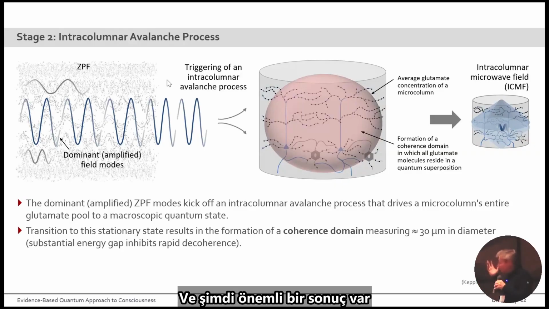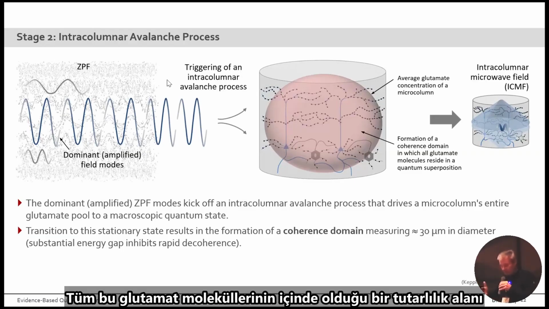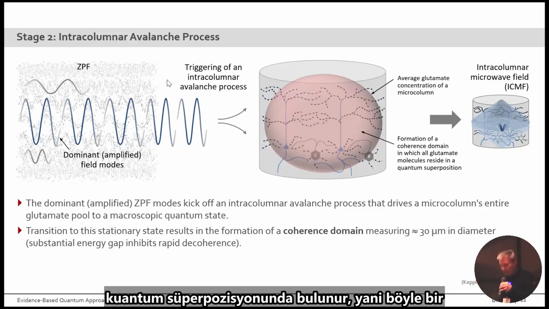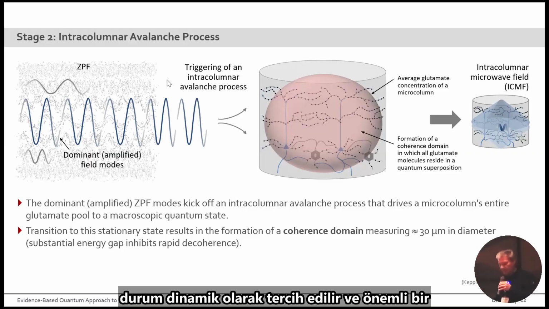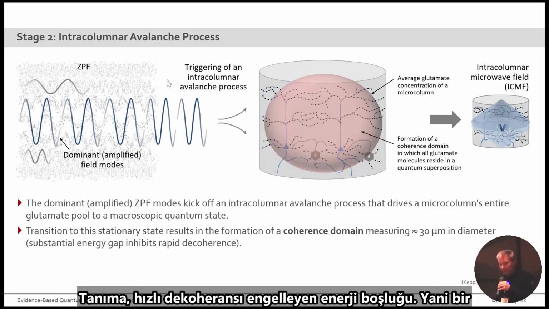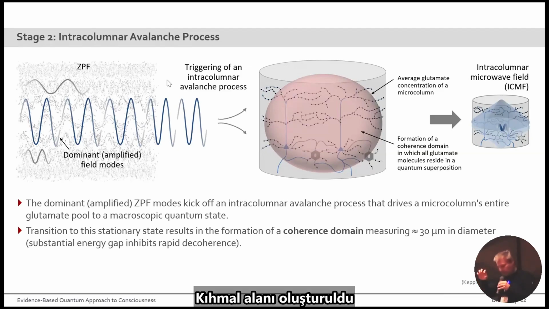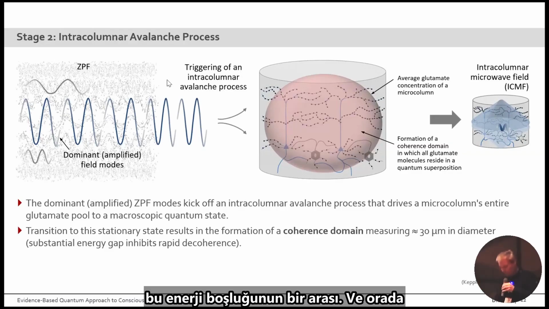And now there is one important consequence of such a coherence domain, in which all these glutamate molecules reside in a quantum superposition, namely that such a state is dynamically favored and leads to a substantial energy gap that inhibits rapid decoherence. So a formed coherence domain is protected from decoherence because of this energy gap.